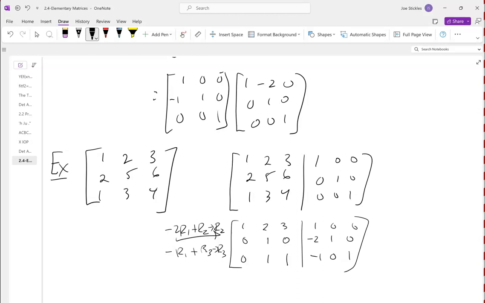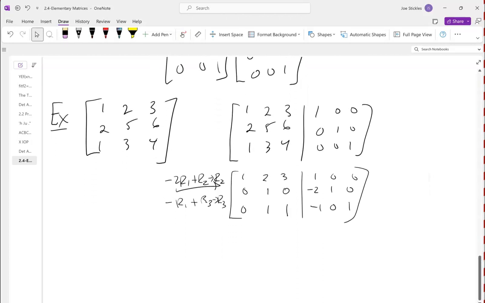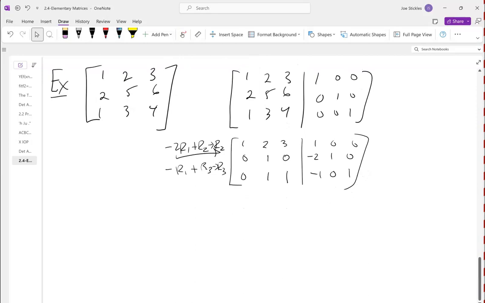And I'm going quickly through the arithmetic. Hopefully I'm not making any mistakes as we go along, but everybody okay with the process? Next step.